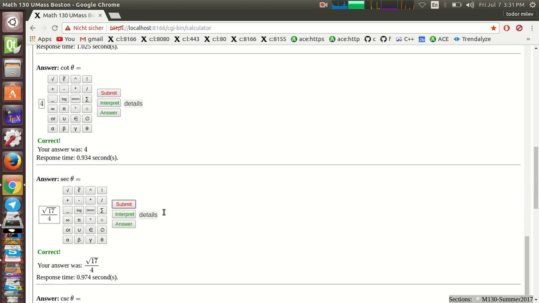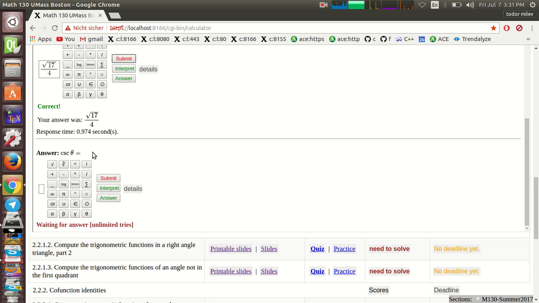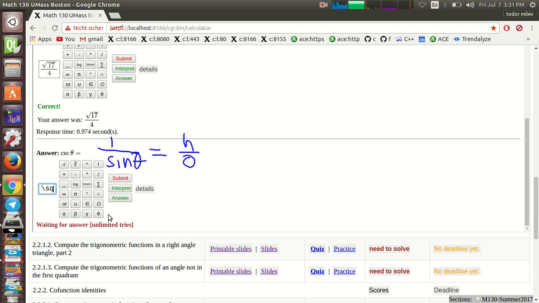And finally, cosecant of theta. Just to remind you, that was 1 over sine of theta, which is the same thing as the hypotenuse divided by the opposite side. So the hypotenuse was square root of 17, and we divide square root of 17 by the opposite side, which had length 1 unit. Well, of course, let's not divide over 1, so let's enter our answer as radical of 17, and that went through as well.